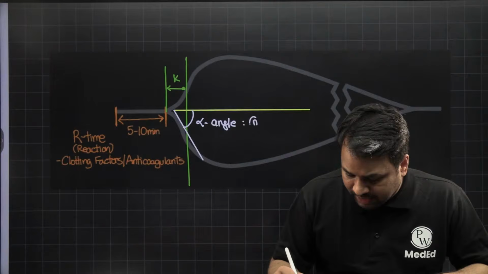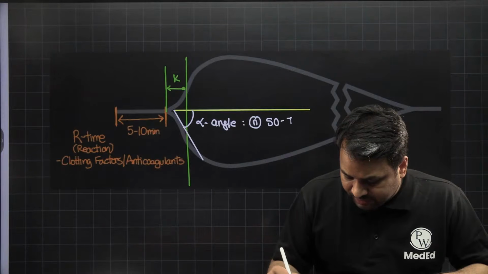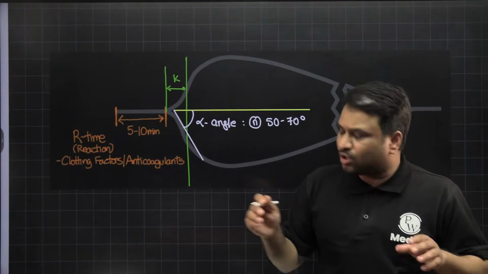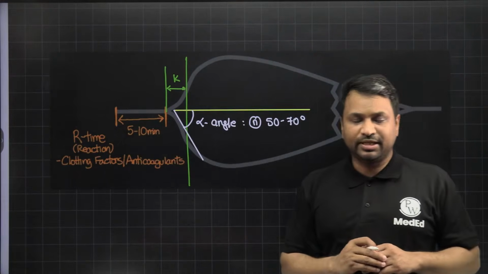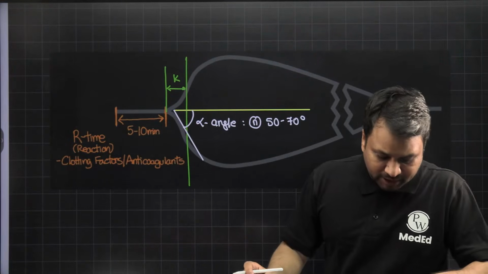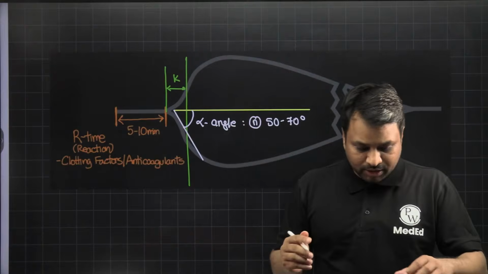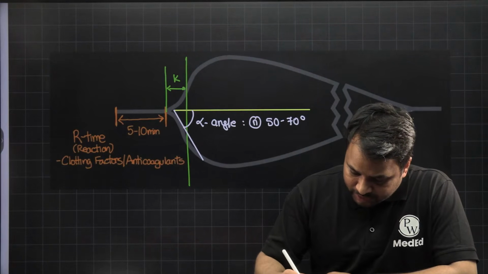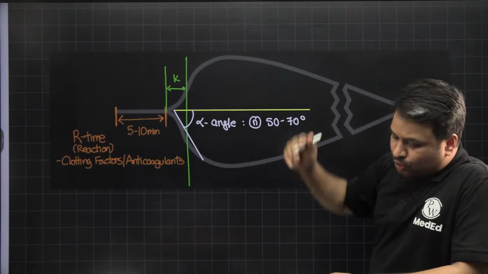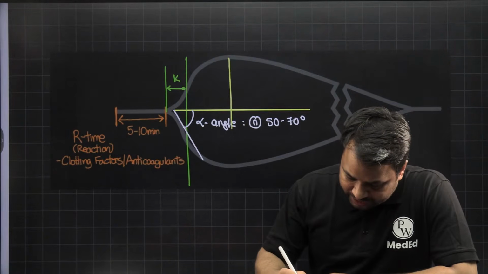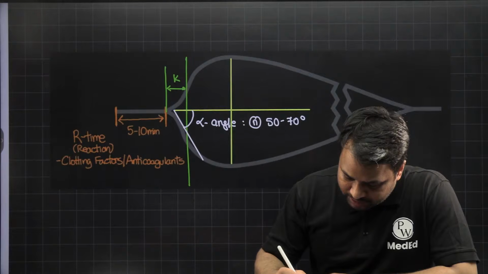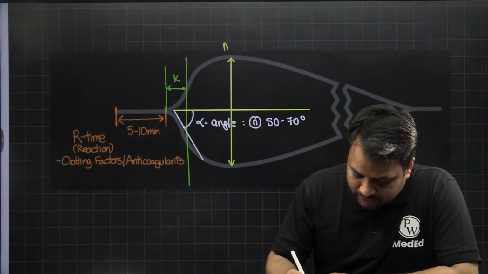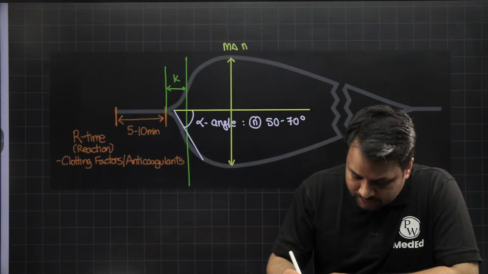The normal alpha angle is going to be 50 to 70 degrees. Now, this is also based upon the fibrinogen and everything, right? So, whenever there's a decrease in fibrinogen, this angle will become acute. Then there is something called MA max. MA max is whichever the widest portion you take. This widest portion is what we call MA max.